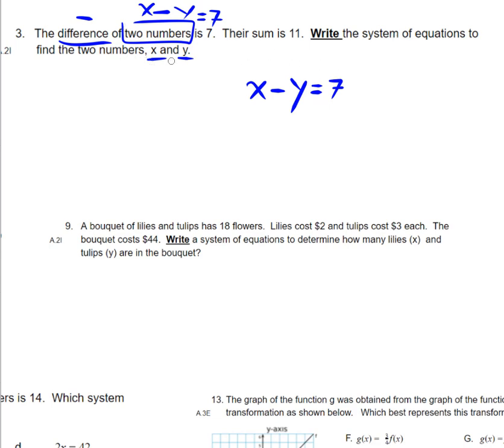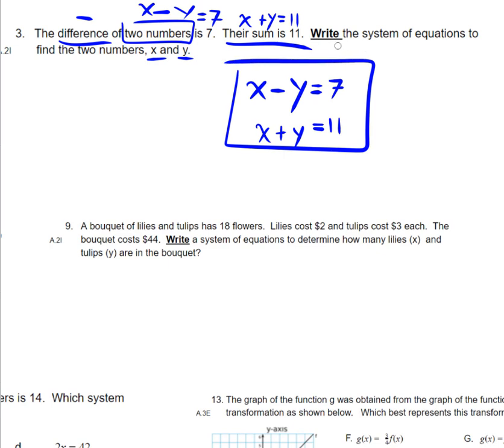Once again, I got x and y from here. Now it says their sum, which tells me it's plus, and their sum is my x and my y. So that's going to be equal to 11. In other words, if I add x and y together, it should equal 11. And that right there is my system of equations. They want us to write the system of equations, and we have done that.